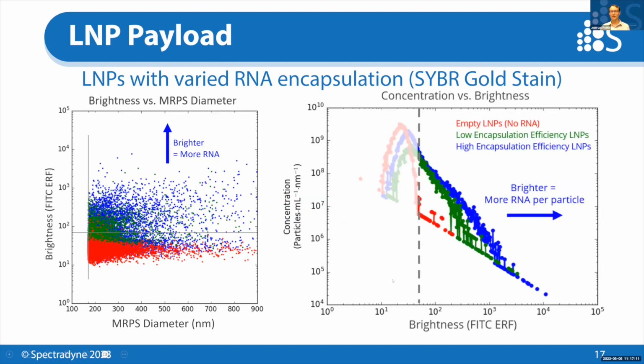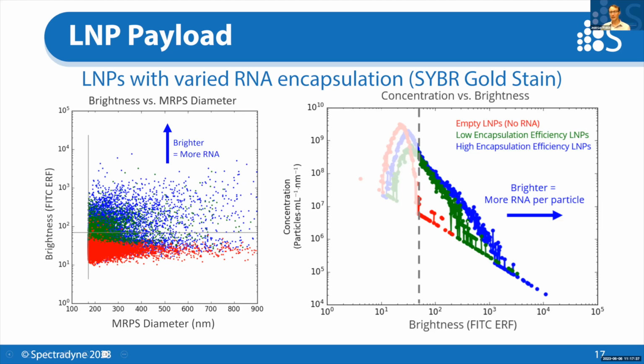So now this plot is showing us concentration on the y-axis in real units, particles per mil. And then on the x-axis, we're showing the brightness now. So this is the same scale as here, but now we're showing the concentration as a function of brightness. So again, for the empty LNPs, there are very few particles above threshold, right? It's not a fluorescent sample because the particles are empty.